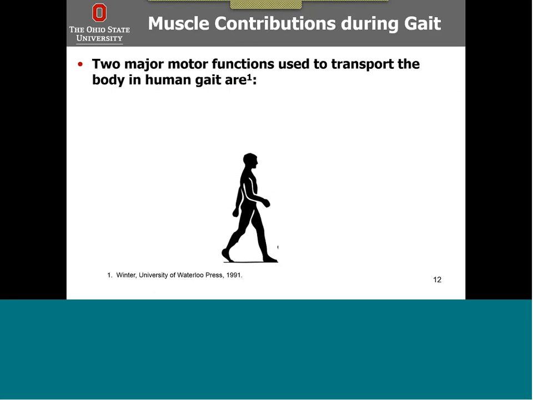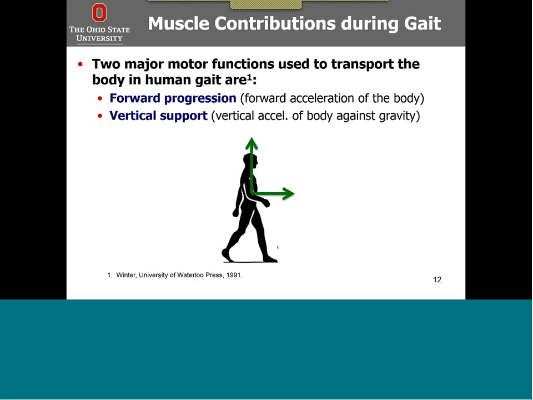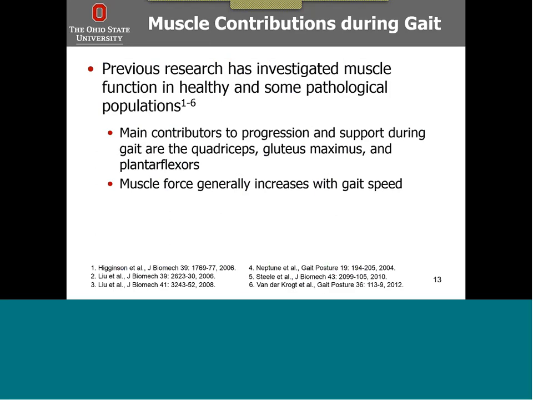Now, when we look at how the human body produces coordinated movement during walking, there's really two major motor functions that we want to consider. One is forward progression, or forward acceleration of the body, and the other is vertical support, or vertical acceleration of the body against gravity. Previous research has investigated muscle function in healthy and some pathological populations, and these studies have found that the main contributors to progression and support during gait are the quadriceps muscle group, Gluteus Maximus, and the plantar flexors. They've also found that the force in these muscles generally increases with gait speed.